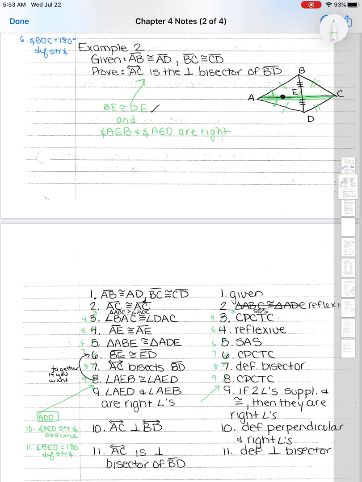So line 10 is going to say that angle BED is a straight angle. And we're going to assume that. And line 11 is going to say that BED is equal to 180, by definition, straight angle. So again, you're adding information in here, 10 and 11. At that point, we can then say for line 12 that those two angles are right angles. And again, you can either write it out or you can just write right angle theorem. I would again just write the right angle theorem.